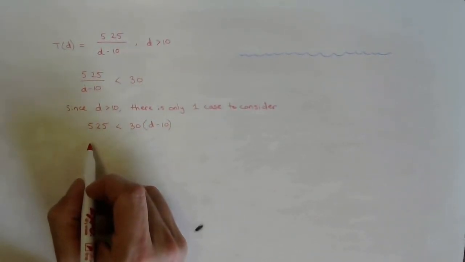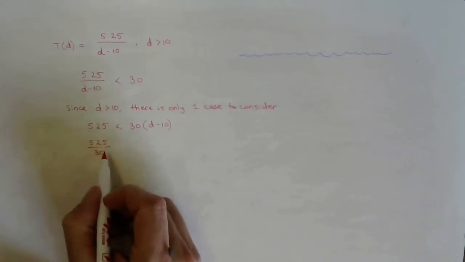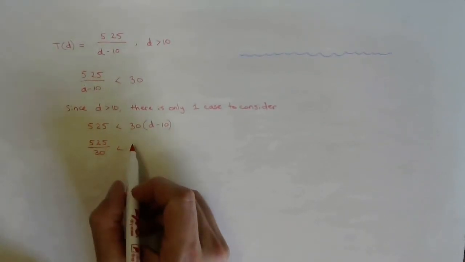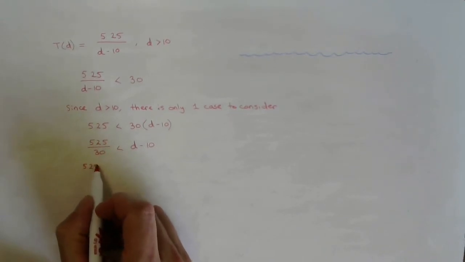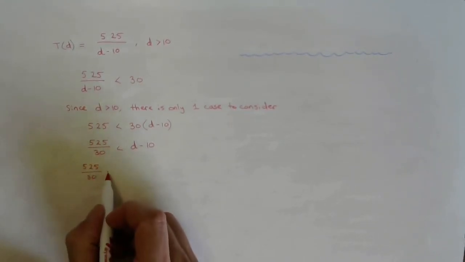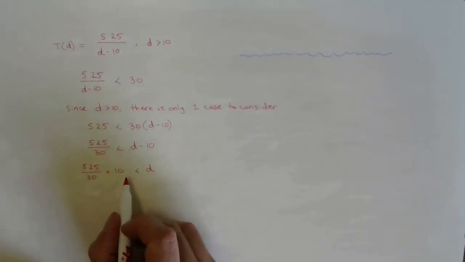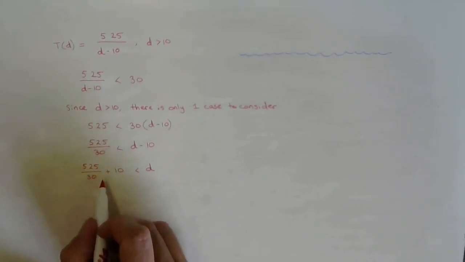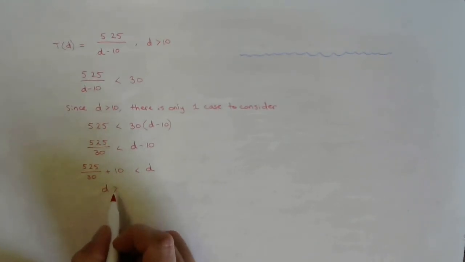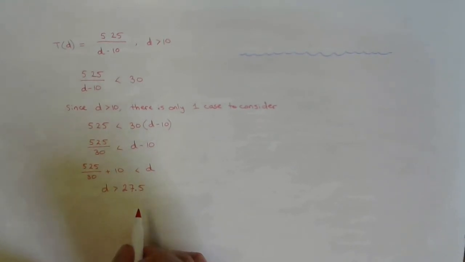So if you divide both sides by 30, you get on the left 525 over 30 is less than D minus 10. You add 10 to both sides. You get D is greater than 525 over 30 plus 10. Okay, 525 divided by 30 in your calculator, then add 10. You get D is greater than 27.5.